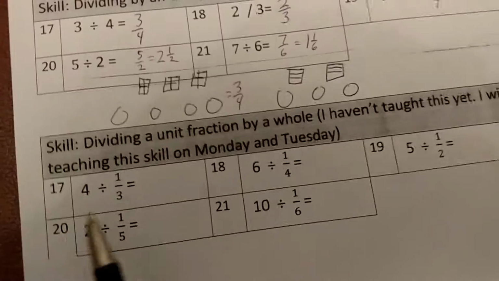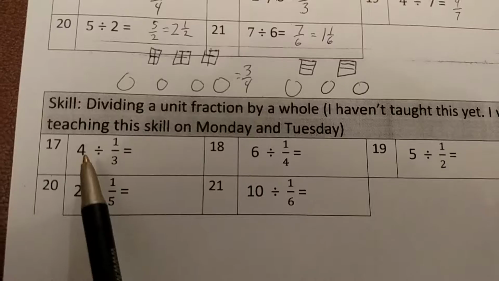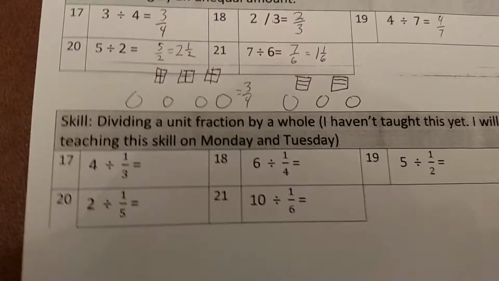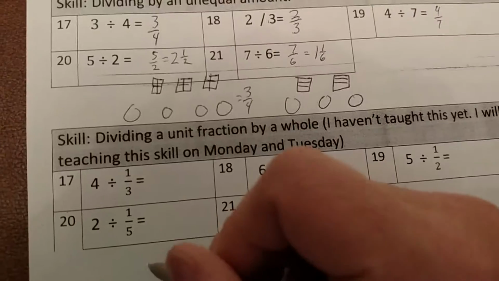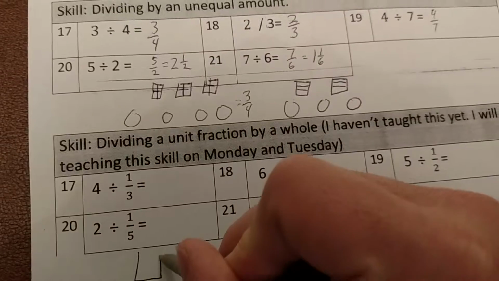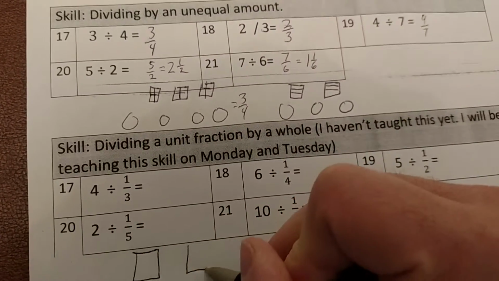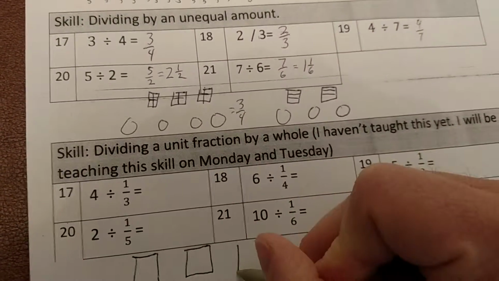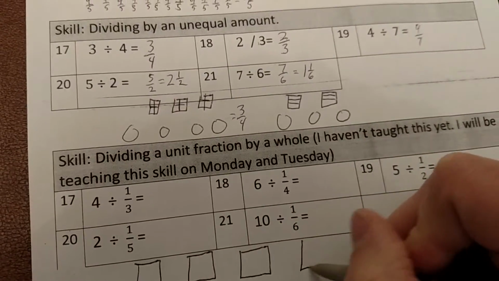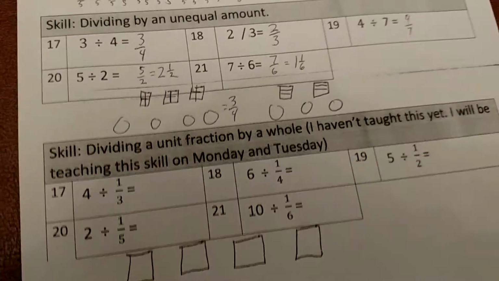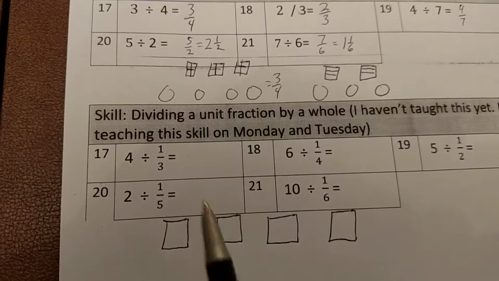Last section down here, 4 divided by 1/3. So we're taking 4 of something. We'll call it 4 bags of chips. Chips are really awesome. Doritos, nacho cheese. Those are great. So 4 bags of chips, and we're dividing those by thirds.